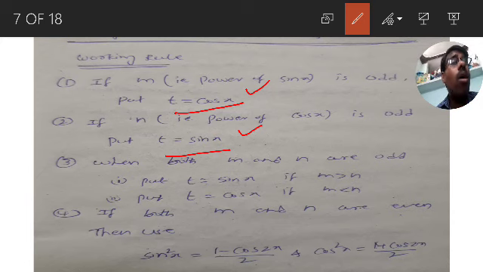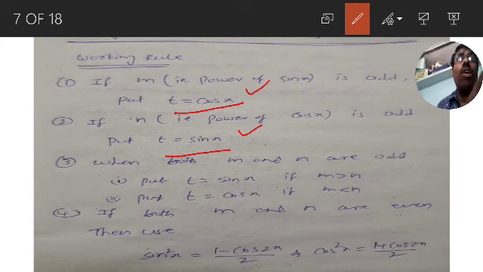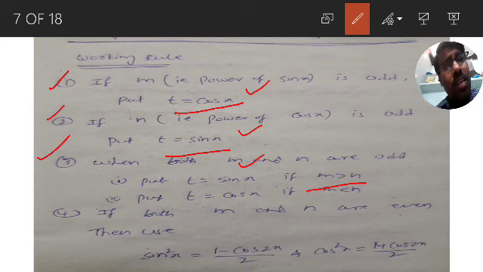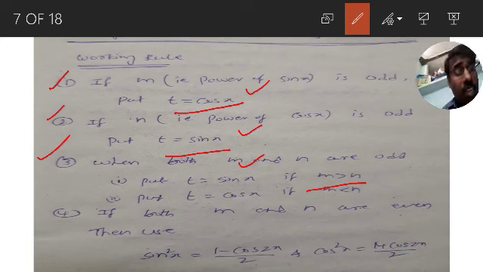When both are odd numbers, then what to do? This is the third case. When both are odd numbers and if the sin power is greater than the cos power, that is m is greater than n, then put t is equal to sin x. So which is the greater? If the sin power is greater, then put t is equal to sin x itself. And if the cos power is greater, then put t is equal to cos x.